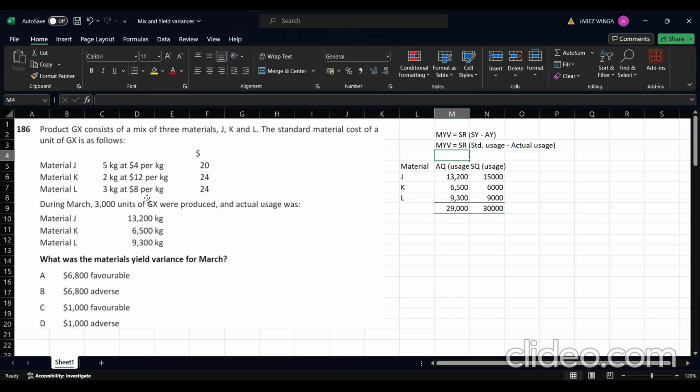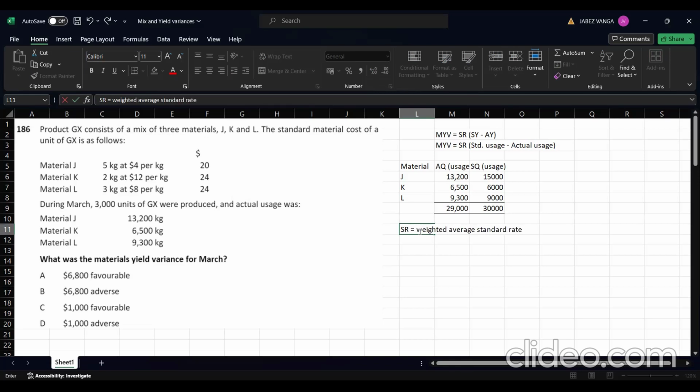The standard quantities are given per unit, and the standard cost is also mentioned to us. Because the formula is one formula, with the standard rate applied to the total standard usage and the total actual usage, we need to have one standard rate. So the standard rate will be the weighted average standard rate. How do we calculate that?